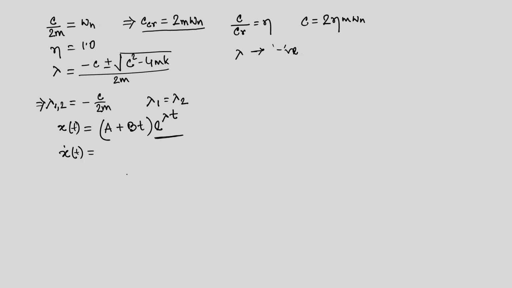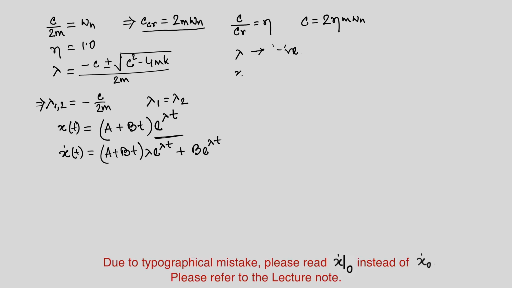So, for that again we find out x dot of t. So, we have (A plus B t) lambda e to the power lambda t plus B times e to the power lambda t. So, what are the conditions we have to satisfy? Again, x 0 is equal to x naught and then x dot 0 is equal to x naught dot.